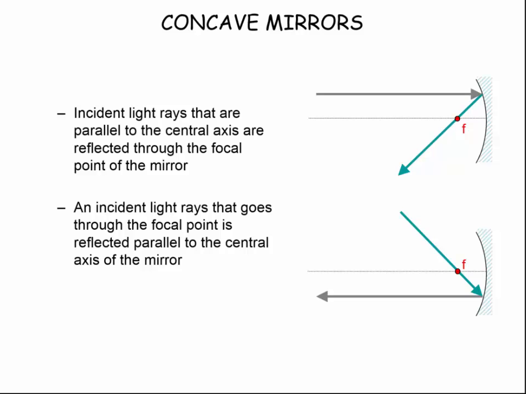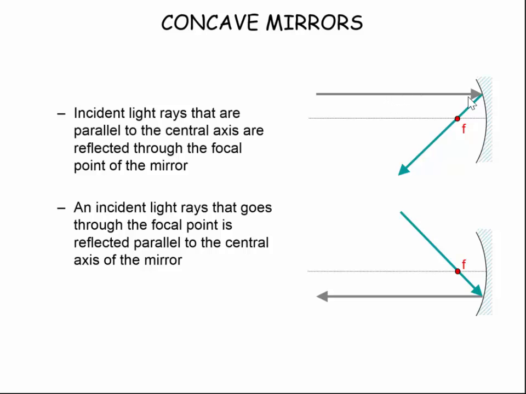Let's start with concave mirrors. A concave mirror is curved like you're looking into a spoon as you're eating your soup. Any incident light ray that is parallel to the principal axis, that central axis, will reflect through what's called the focus. The distance of the focus from the mirror just depends on the curvature of that mirror.